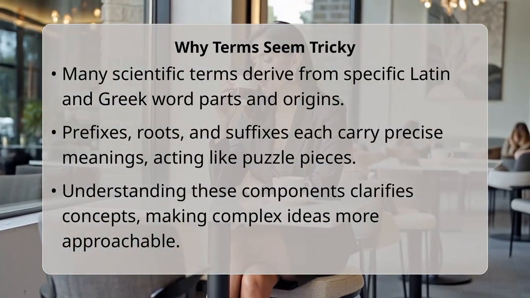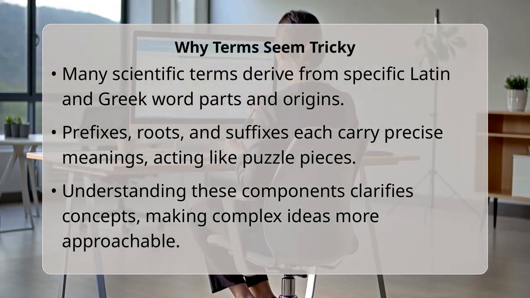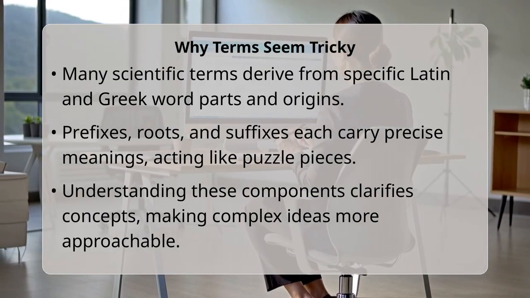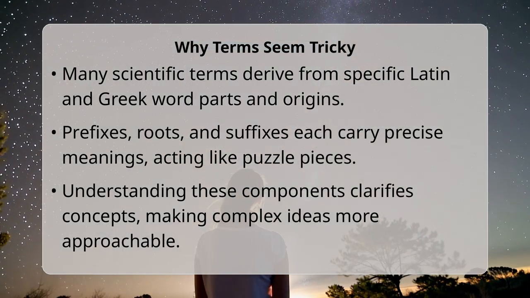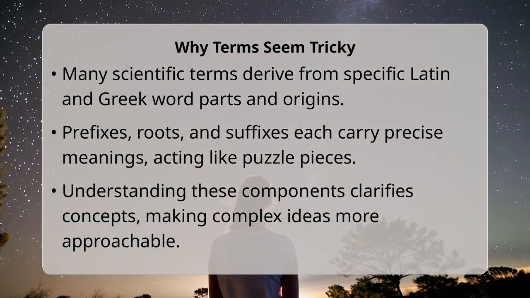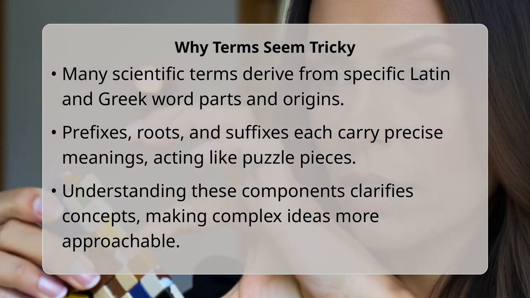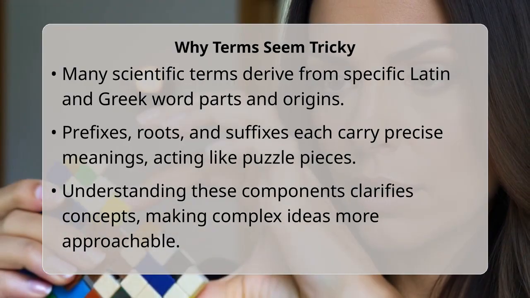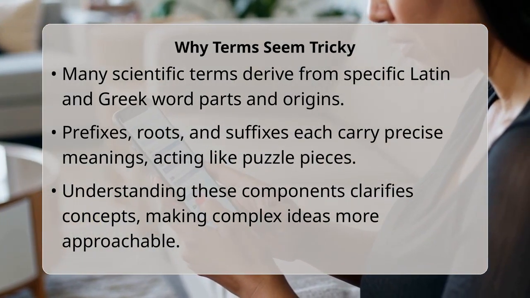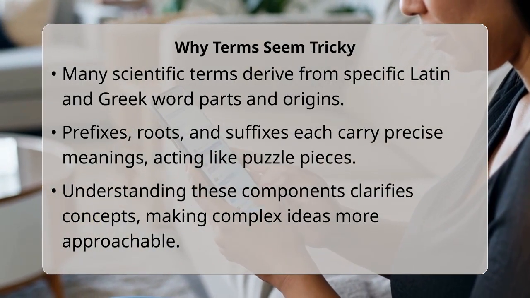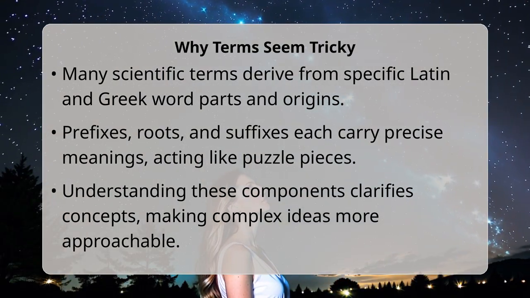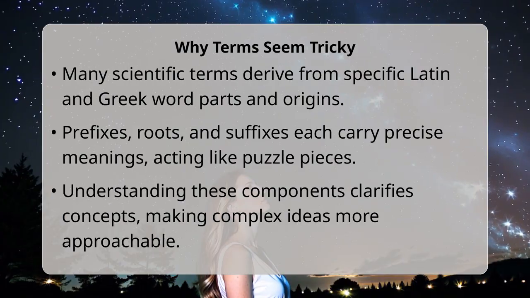Start by looking for prefixes at the beginning of a word, like bio, which means life, or hydro, meaning water. These small additions completely change the word's focus. Next, identify the root, which is the core meaning of the term. For example, if you see the root logi, you know it often means the study of, as in biology, the study of life. Finally, spot any suffixes at the end, which can indicate a condition, a process, or a state.